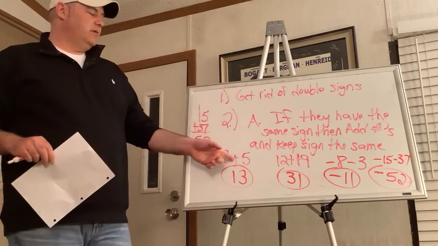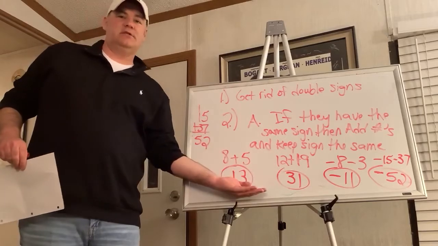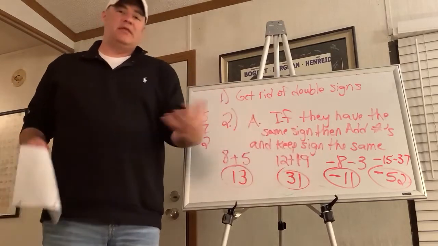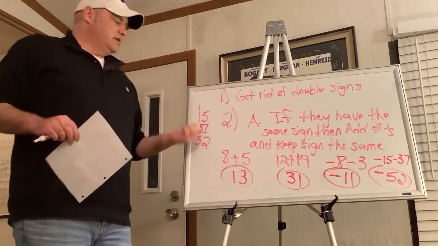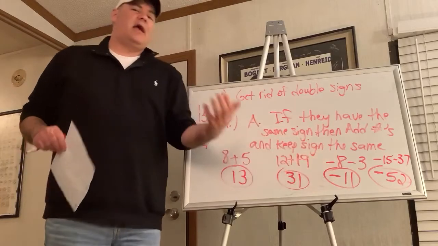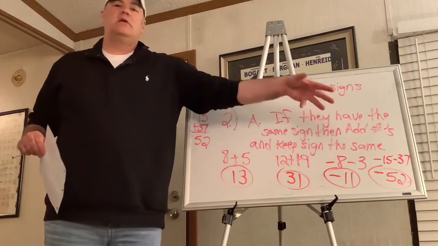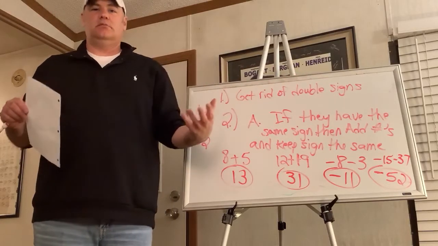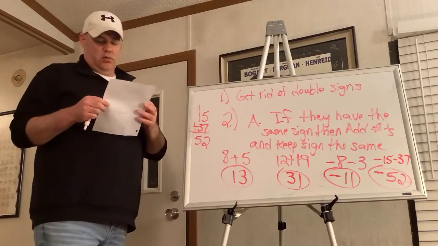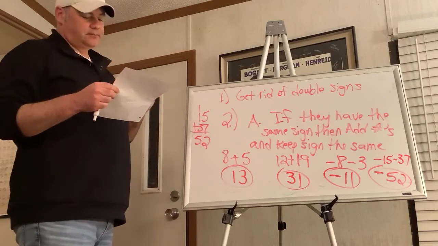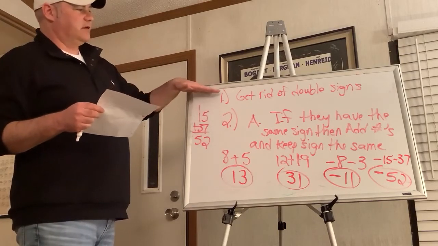So if they're both positive, then you add them together and they stay positive. We've learned that since grade school. But with this, if they're both negative, which they are, you're in the hole, you're going further in the hole, you add those numbers together still, so 8 and 3 is 11, and because they're both negative, it's a negative 11. This one, it's negative 15, and then you've got a negative 37, so you combine them, and you're at negative 52. Okay, so that's the first thing, like I said, first step: check for double signs.